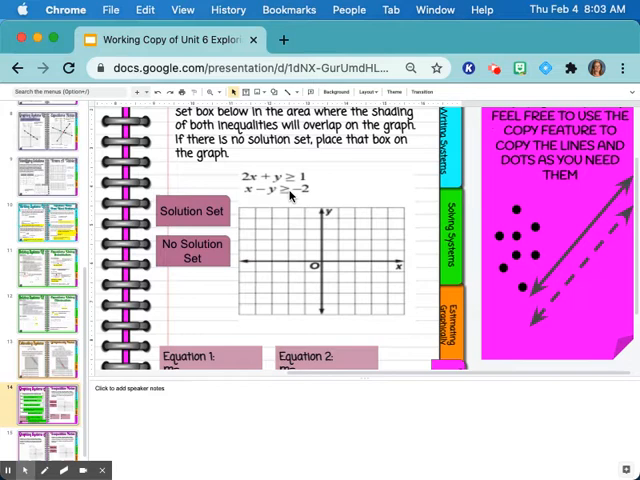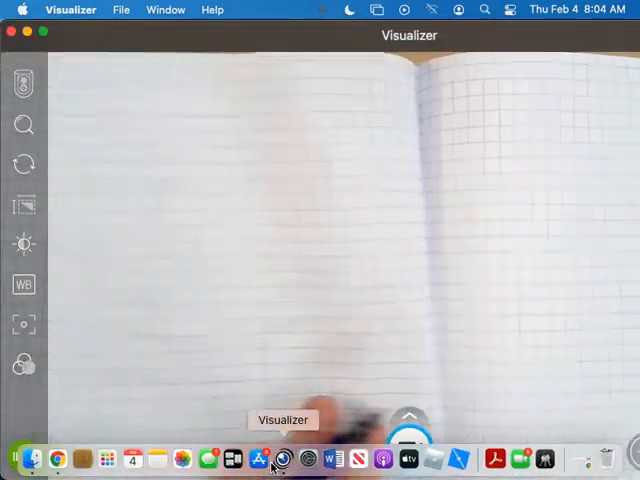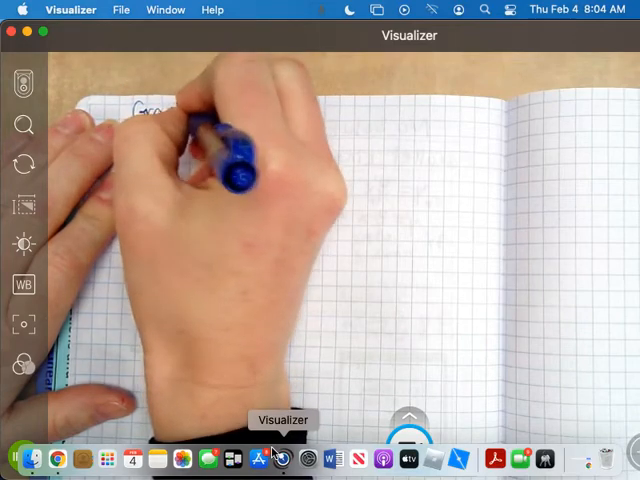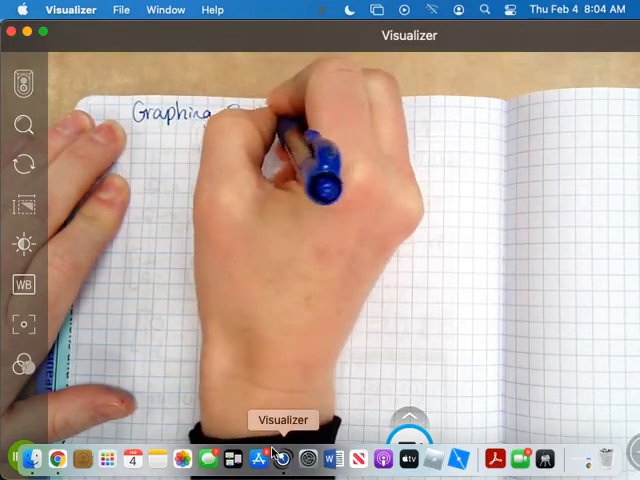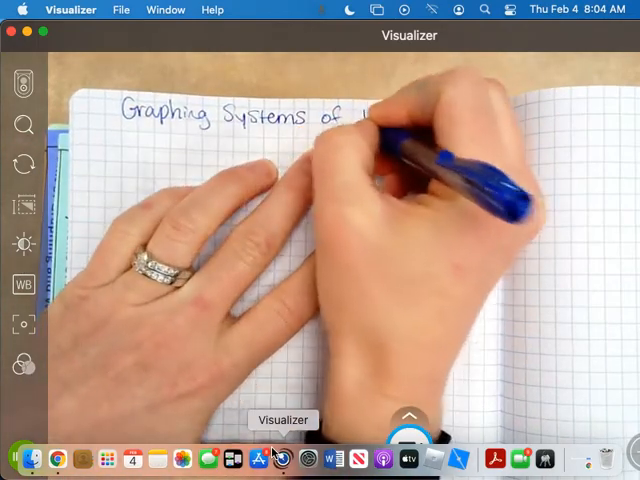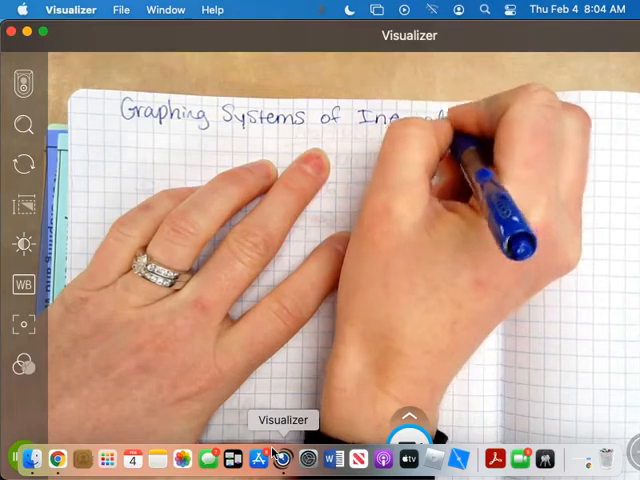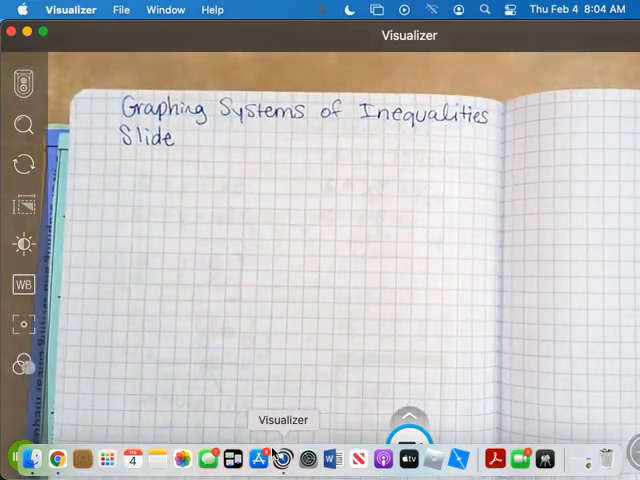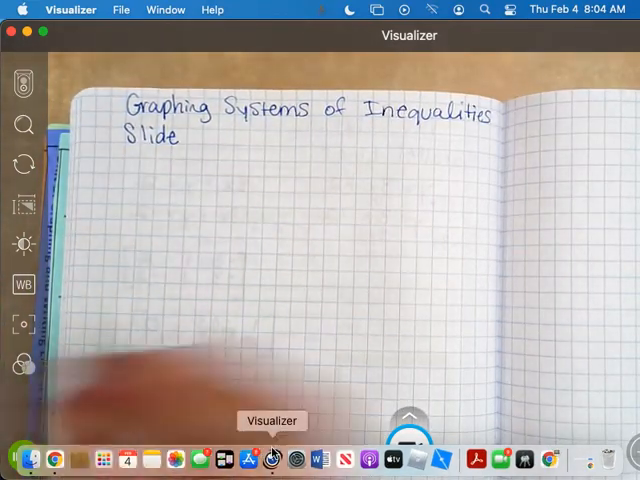Okay, so we have 2 equations. So step 1 is to solve both of them for y. So I'm going to do this in my composition book. So open up your composition book and title it Graphing Systems of Inequalities. Slides 14, 15? Yeah.